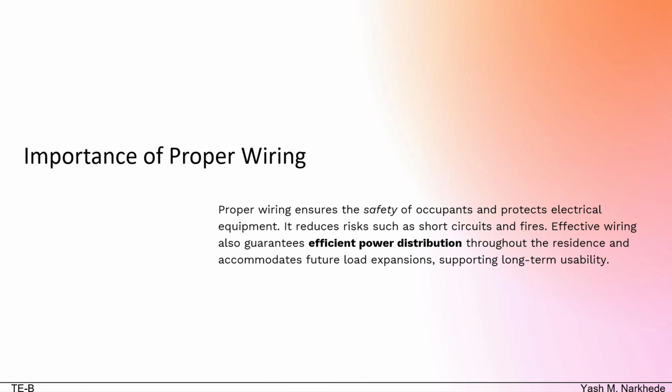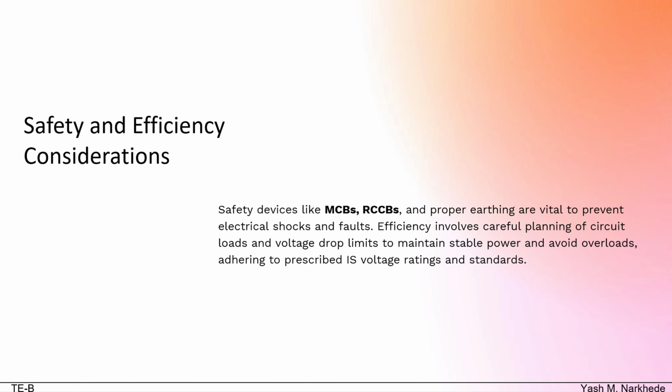Importance of proper wiring. Proper wiring is the backbone of a safe electrical system. It prevents hazards like short circuits and shocks, ensures voltage stability, and improves energy efficiency. Following IS rules also helps ensure that the system can handle future load demands without problems. So next is safety and efficiency consideration.